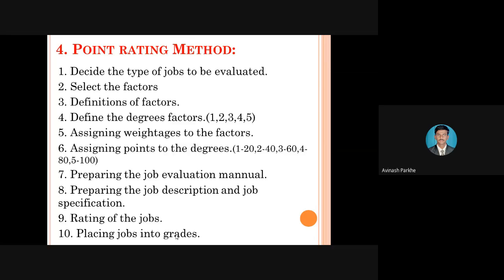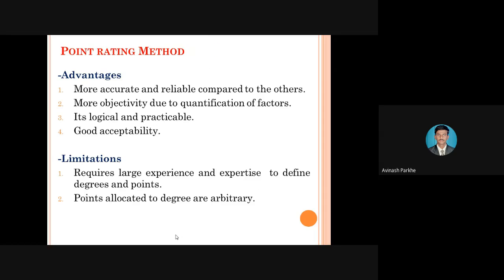So you have to keep these 4 methods in your mind, because based on this, the MCQ questions will be asked in the examination. So you have to keep these 4 methods at the tip of your tongue. Okay, so this is about job evaluation. So these are the advantages I have given for the point rating. So the more accurate and reliable, more objectivity during the quantification of the factor.